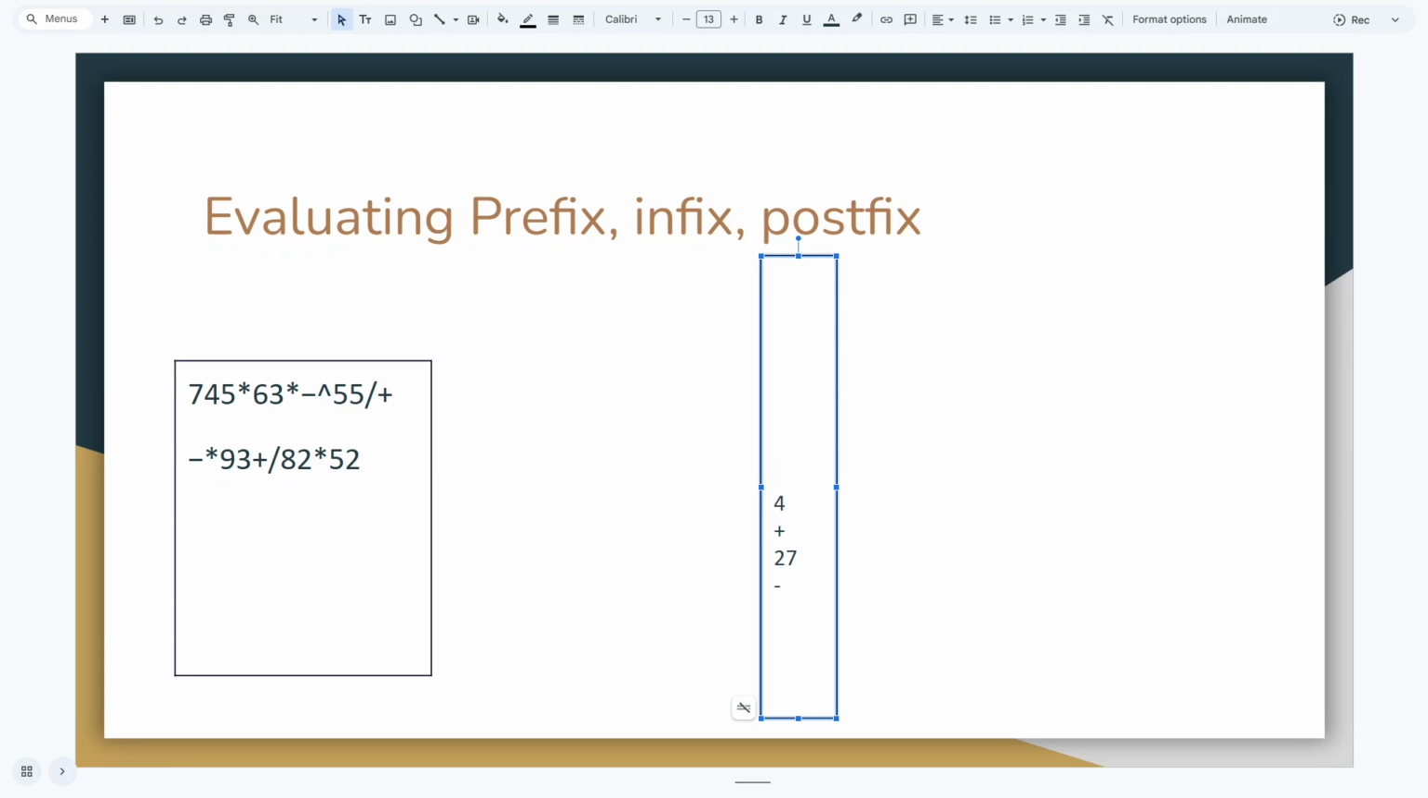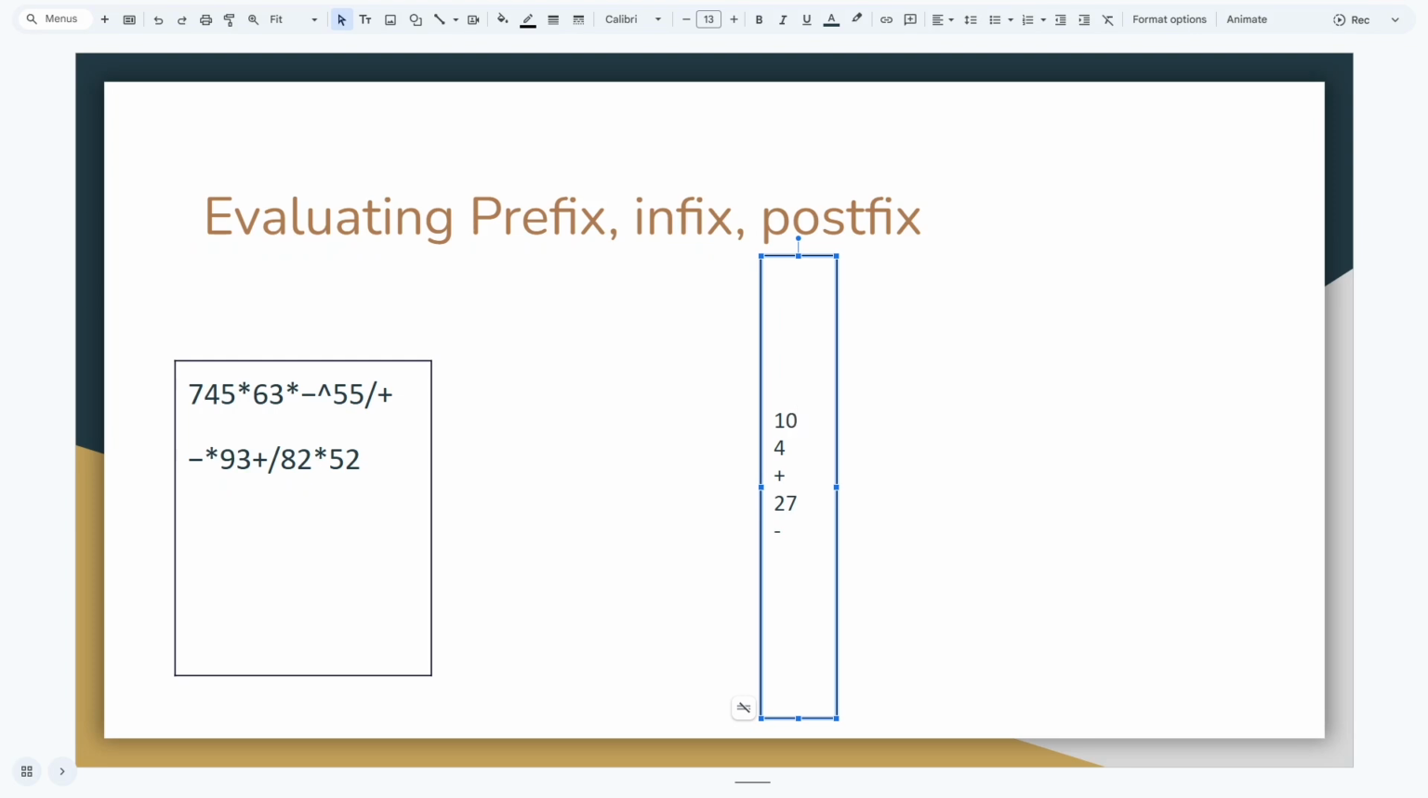And after that, we have a multiplication symbol. After the multiplication symbol, we have a 5 and then a 2. Sorry, 2, not 3. So now we have again stacked two operands on top of an operator. So we just remove all of this. 5 times 2 is 10.